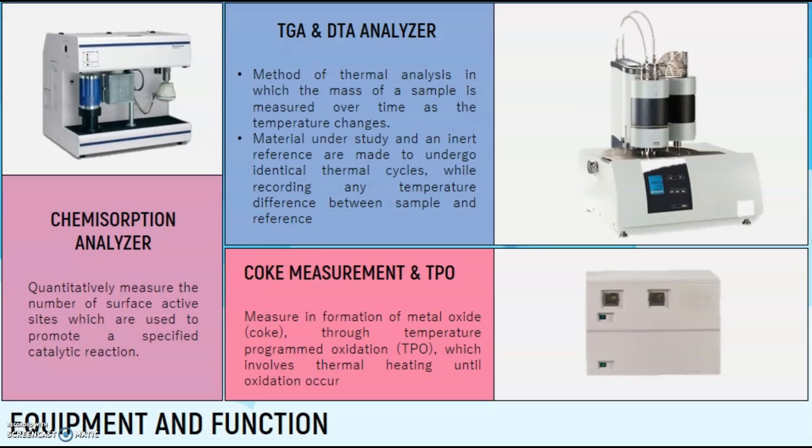Second is the TGA and DTA analyzer. It uses the method of thermal analysis in which the mass of the sample is measured over time as the temperature changes. The TGA measures the change in mass, and the DTA measures the change in temperature. The material under study, which is the sample, and an inert reference material are made to undergo identical thermal cycles while recording any temperature difference between sample and reference, which means there will be a comparison between sample and reference that is used to analyze the data.